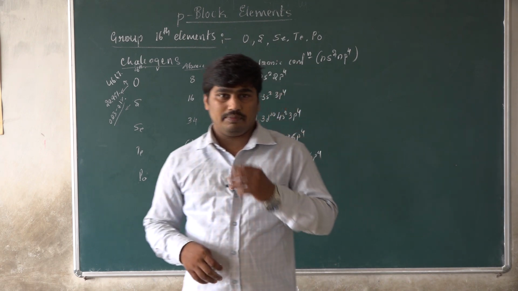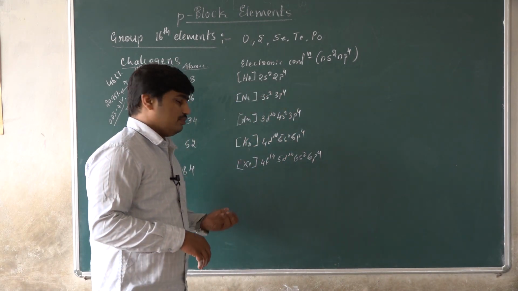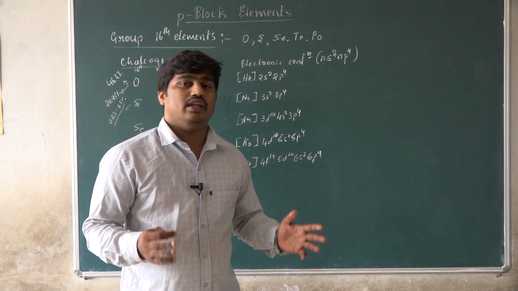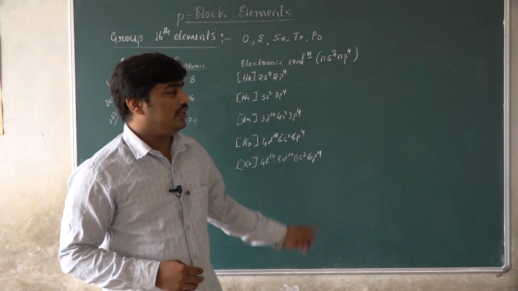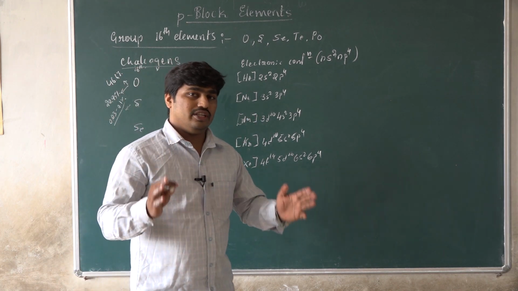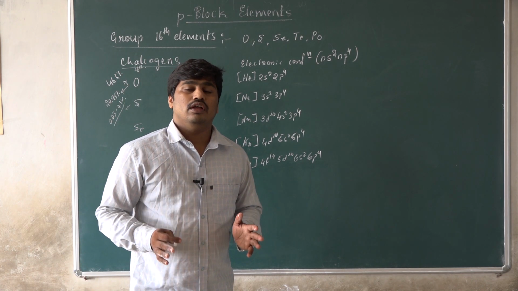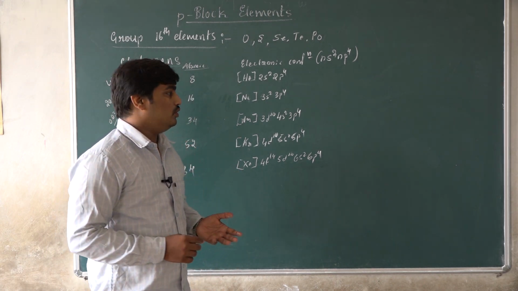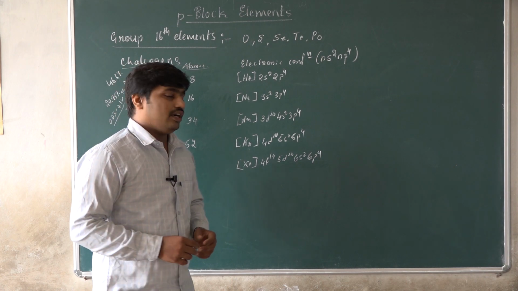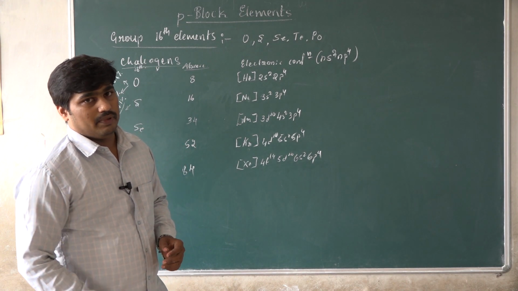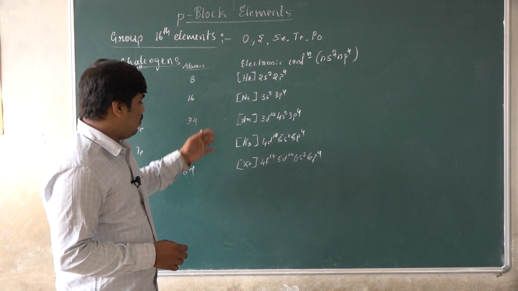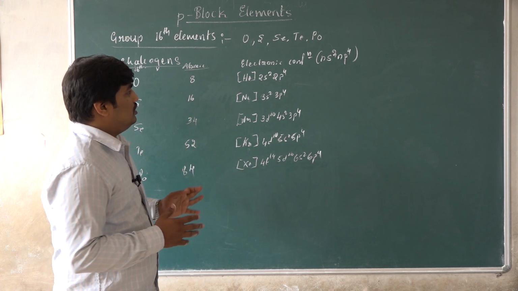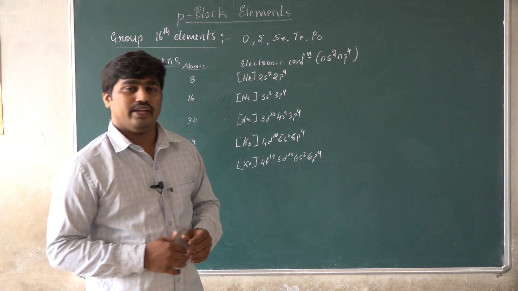Based on electronic configuration, we study atomic size, ionization enthalpy, electronegativity and electron gain enthalpy. These are commonly called the atomic properties of group 16, and that part will be discussed in the next video. I will stop here with the electronic configuration of group 16 elements. Please note down all these electronic configurations and atomic numbers. These are very important from the exam point of view.